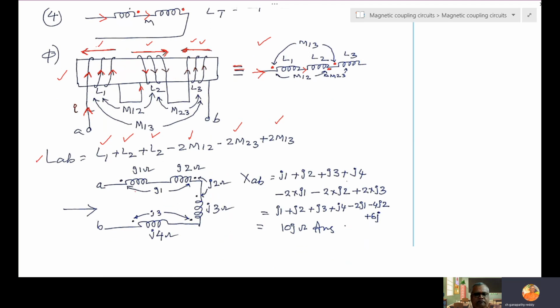And another problem can be, here there is directly a problem. Coupling is given, dot notation given. So here self L1, L2, L3, L4.